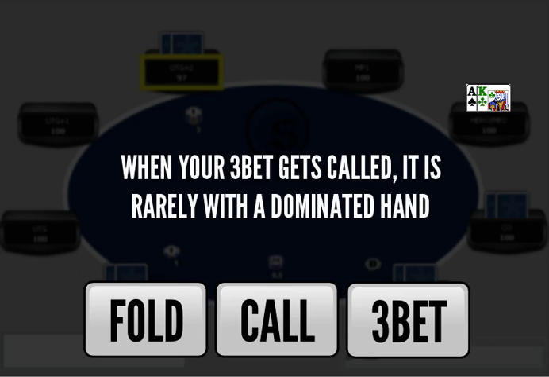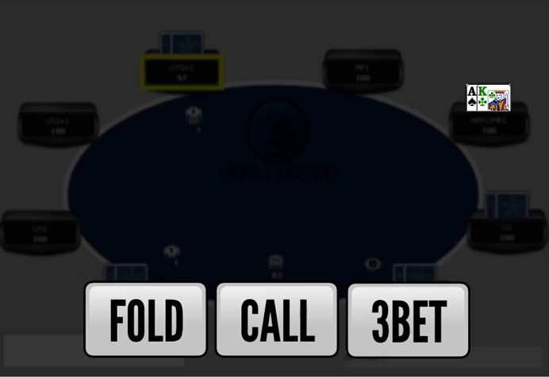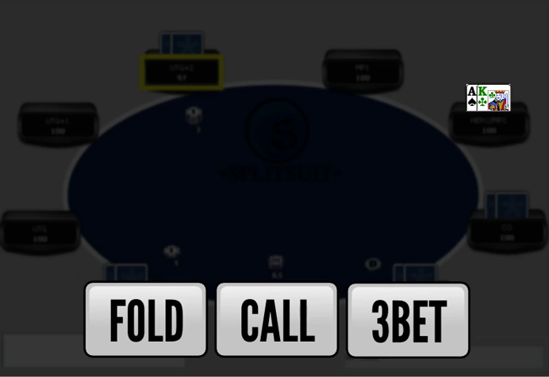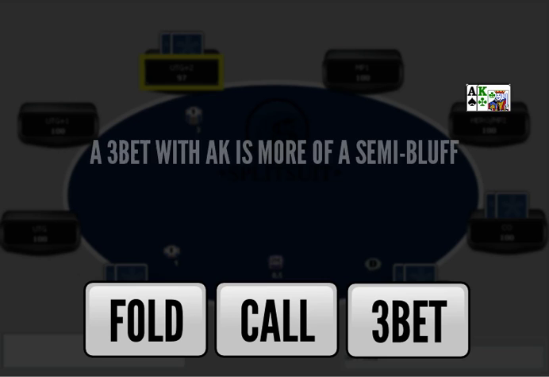Especially the way ranges contort at full ring. It's just rarely going to be the case, especially when you're 3-betting EP or MP opens. So when you're 3-betting ace-king, it's not really for value. And I hate to say it's a bluff because ace-king is just such a strong hand, has a lot of equity. So when I'm 3-betting ace-king the majority of the time, I'm thinking of it more in terms of a semi-bluff.